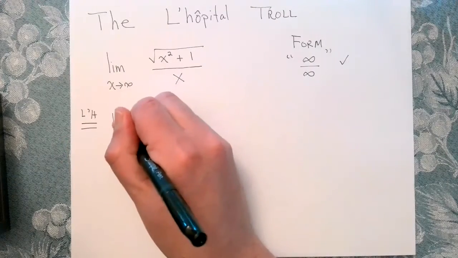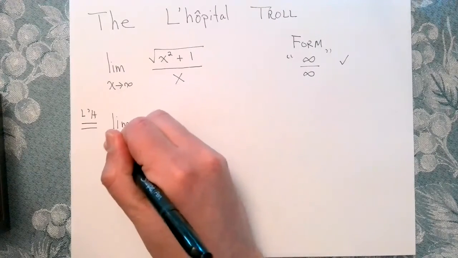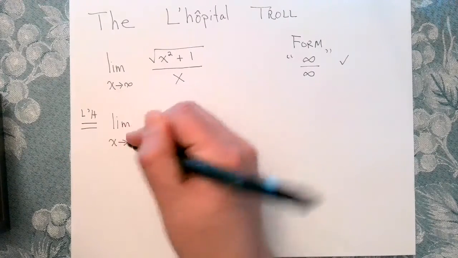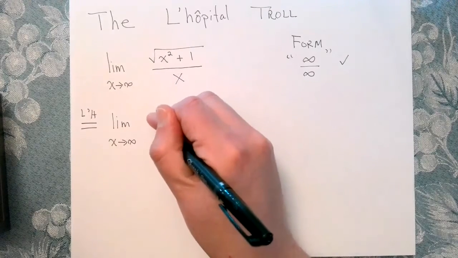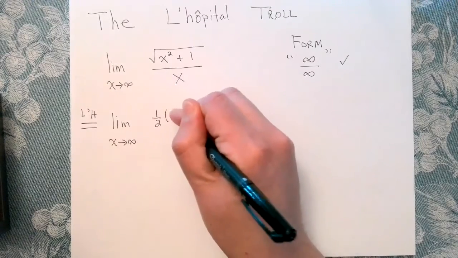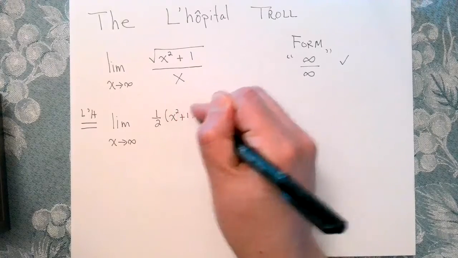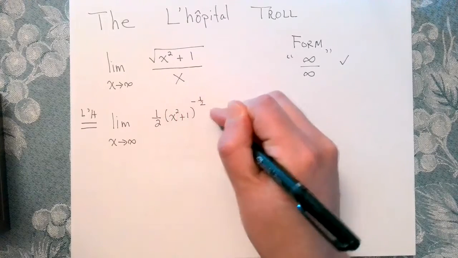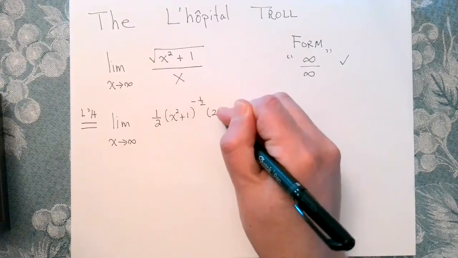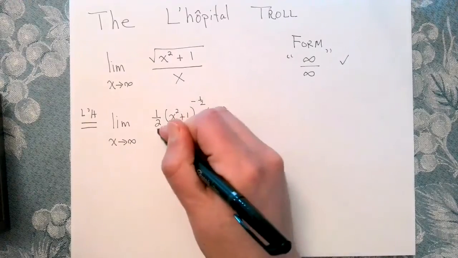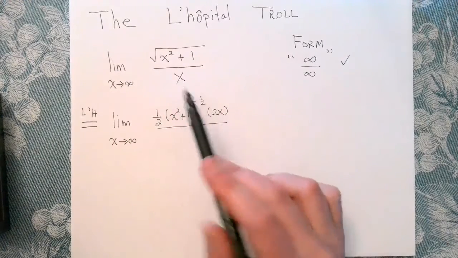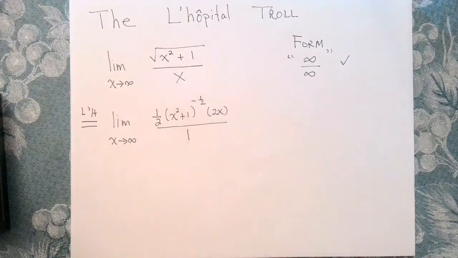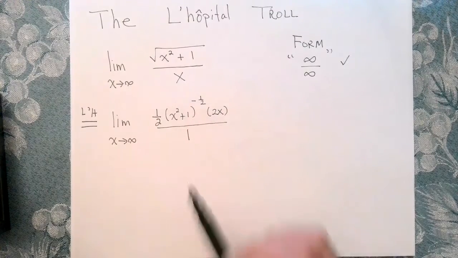the limit of the derivative of the numerator. So be careful of the chain rule, of course. This is 1/2 times the quantity x squared plus 1 to the minus 1/2, times, by the chain rule, 2x. And this is all over the derivative of the denominator, which of course is 1. So I want to clean this up algebraically.